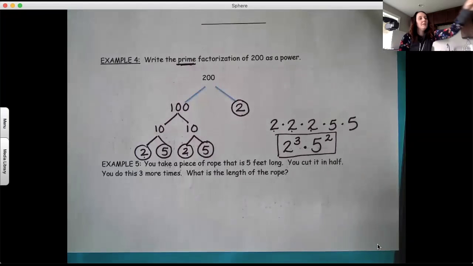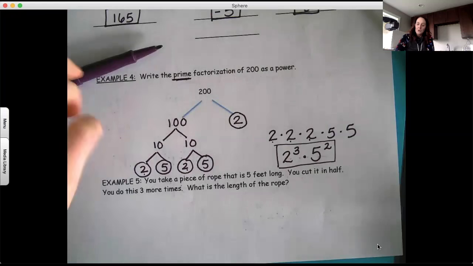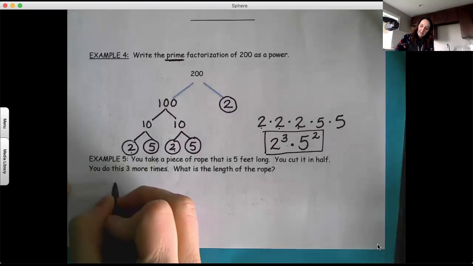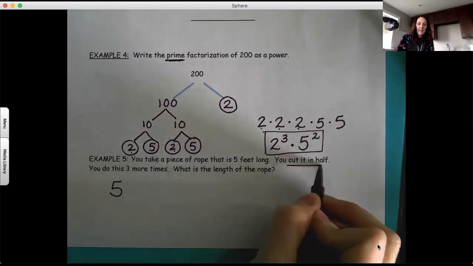So for example, what this means is, let's say I have my rope, which is 5 feet long. You're going to cut it in half one time. Then you're going to cut it in half another time, and finally one more time. In order to figure out what is the length of the rope, you need to first say, okay, I have one that is 5 feet. That was my total. And I'm trying to figure out how big is it once I make all of the folds. So I'm going to take 5, and it says you cut it in half.